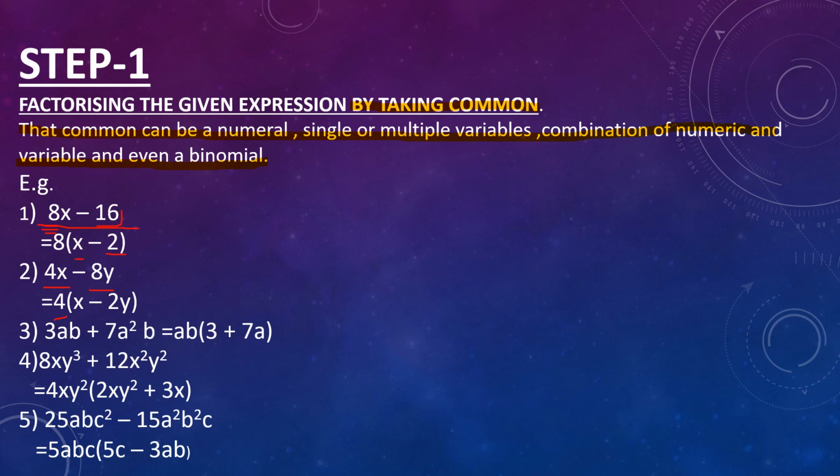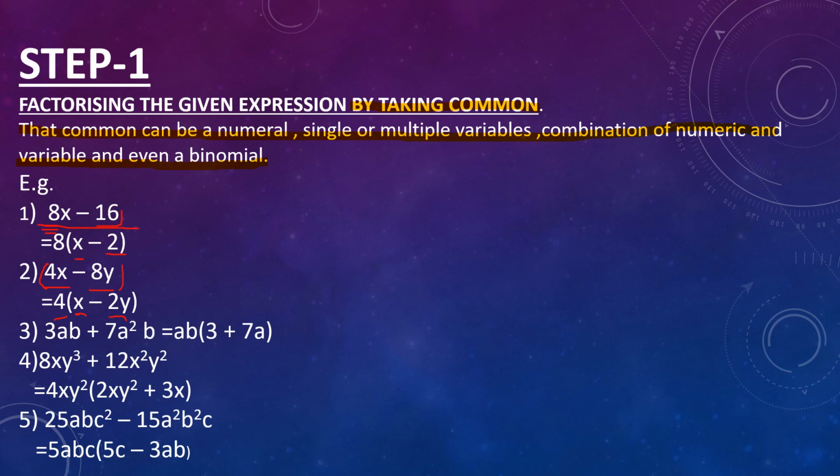When you have taken 4 as common, you divide each term of the given expression, that is 4x minus 8y, by 4. So if you divide 4x by 4, you will get x. If you divide 8y by 4, you will get 2y. So this is the simplest form of this expression after factorization.